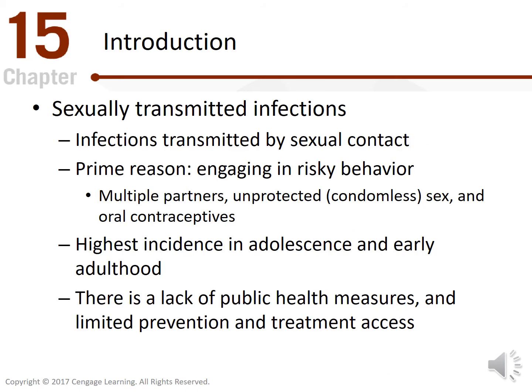Introduction. Sexually transmitted infections are infections transmitted by sexual contact. The primary reason for the transmission of these diseases is engaging in risky behavior. Risky behavior includes such things as multiple partners and unprotected, condomless sex. Highest incidence occurs in adolescence and early adulthood. There is a lack of public health measures and limited prevention and treatment actions.